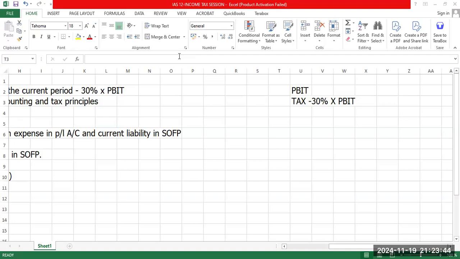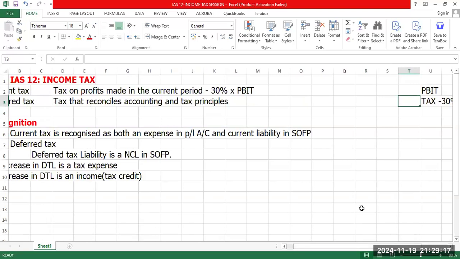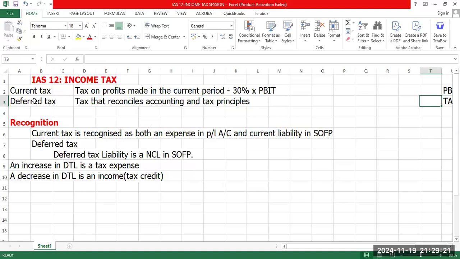Someone is having two discussions. I don't know whether it is making sense to you, but that's according to me. Then when you're looking at deferred tax, don't confuse this deferred tax with current tax. Basically, with deferred tax, let's first understand what we are talking about here.